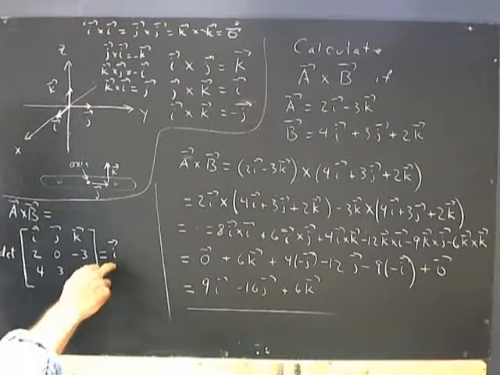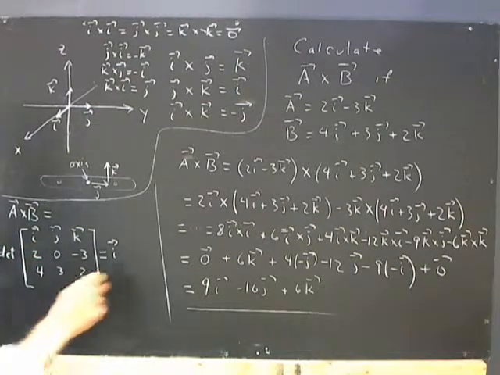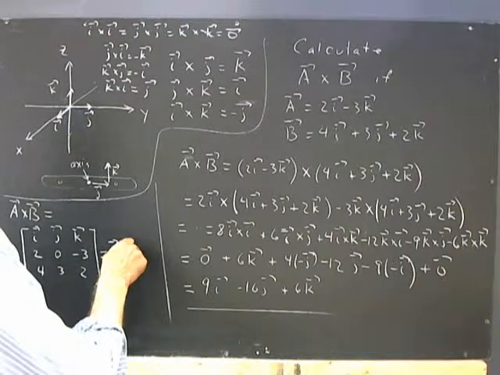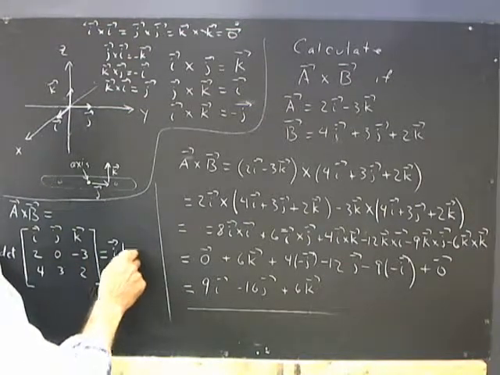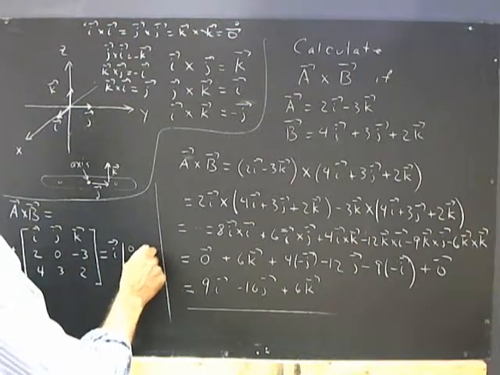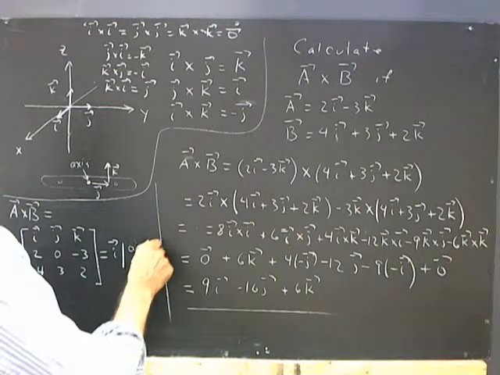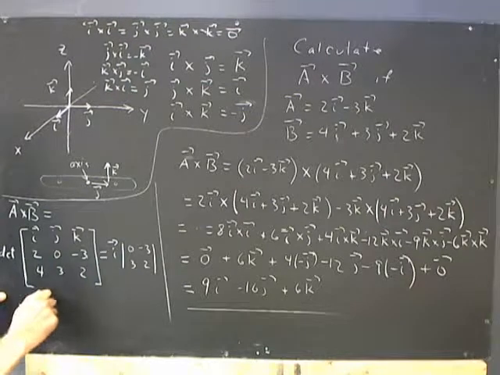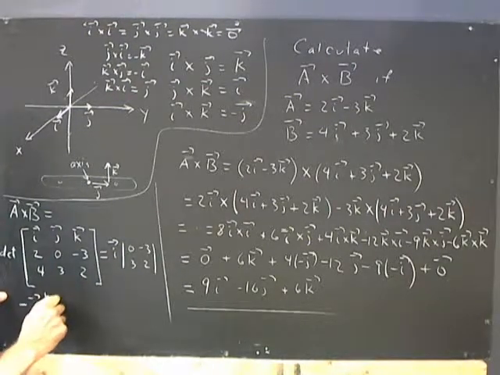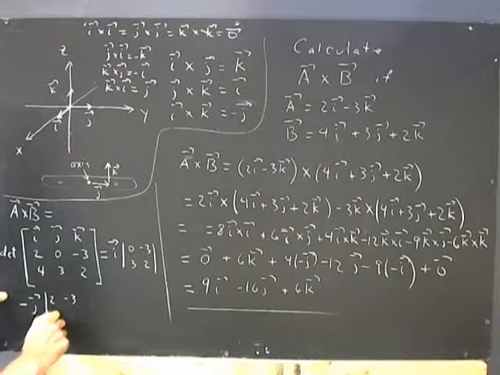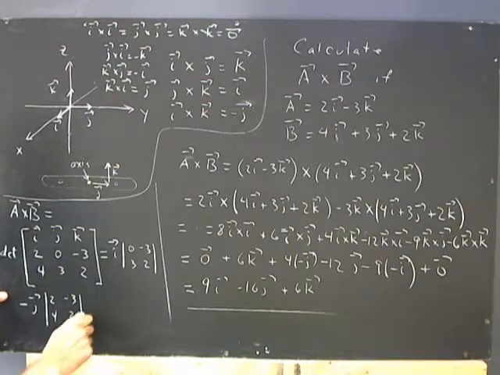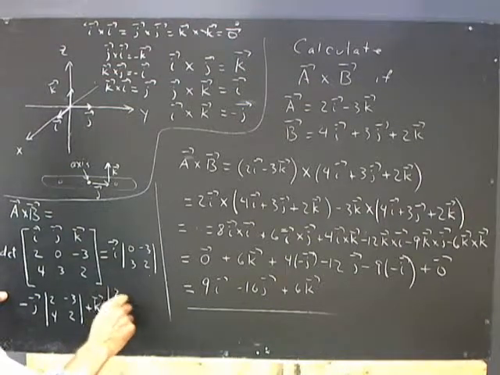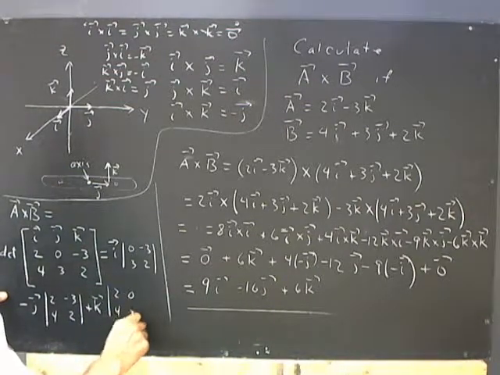Okay, so we have i, and then we multiply that by the determinant, and I'll indicate determinant just with kind of an absolute value sign: 0, negative 3, 3, 2. And then it's minus j times the determinant of 2, negative 3, 4, 2, plus k times the determinant of 2, 0, 4, 3.